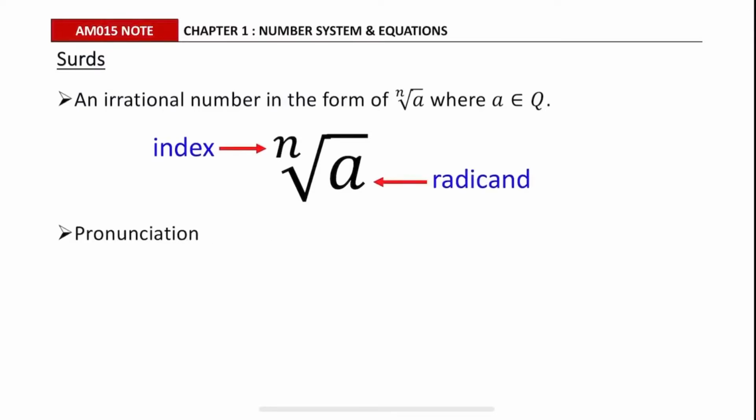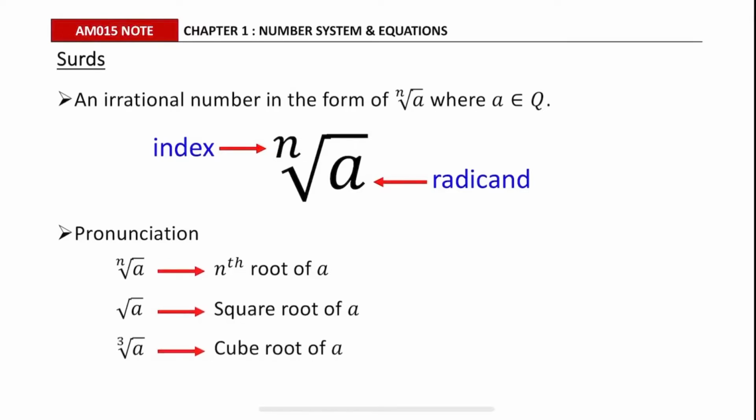So let's pronounce it correctly. This surd is pronounced as the nth root of a. This is the square root of a, and this is the cube root of a.